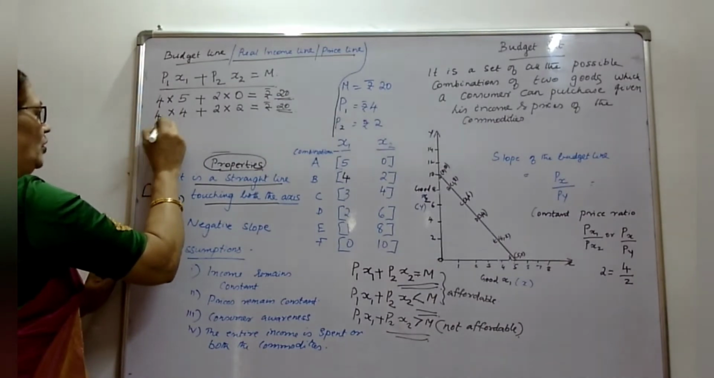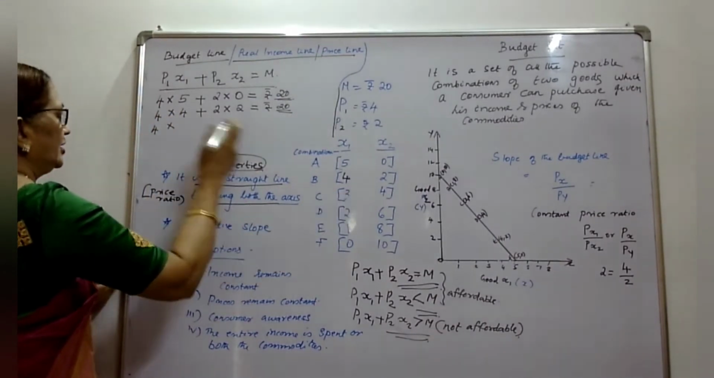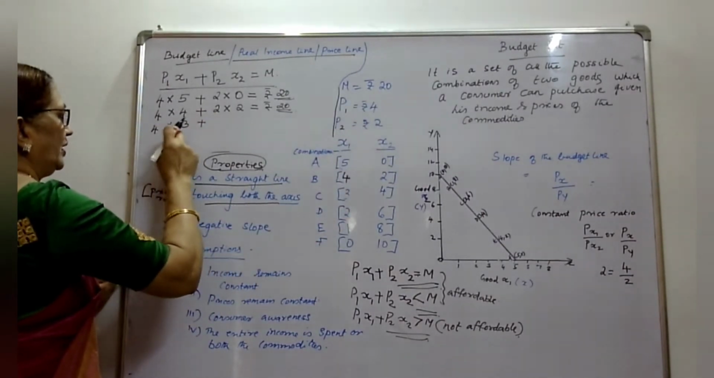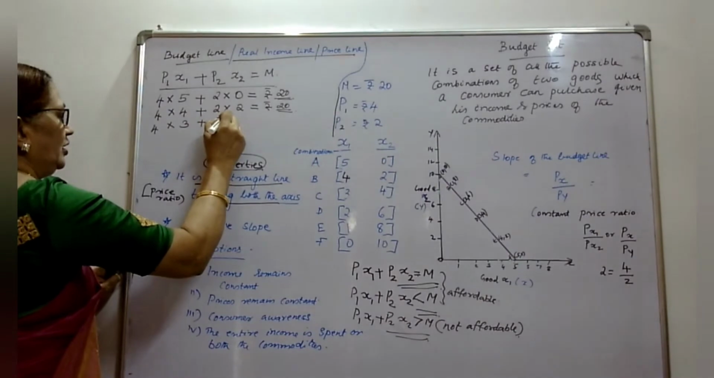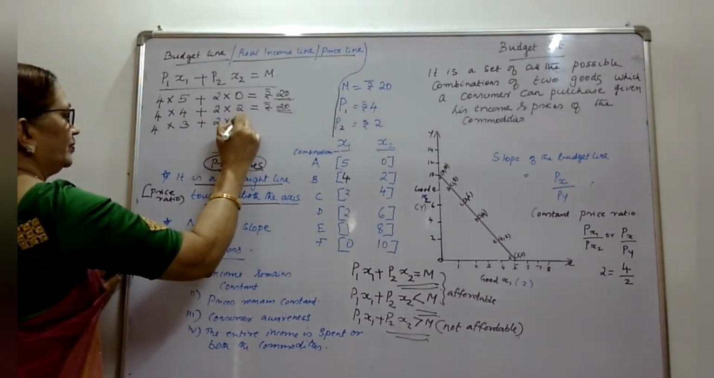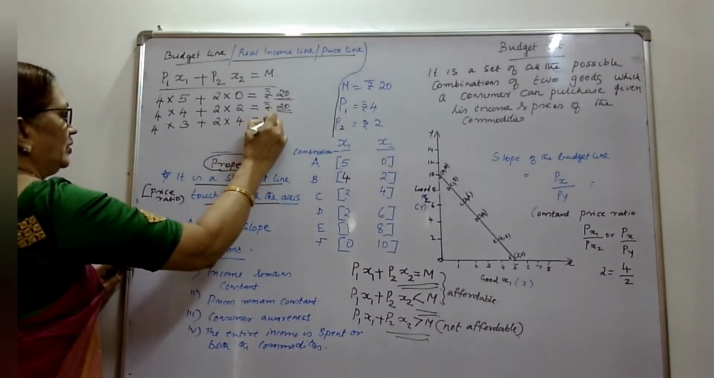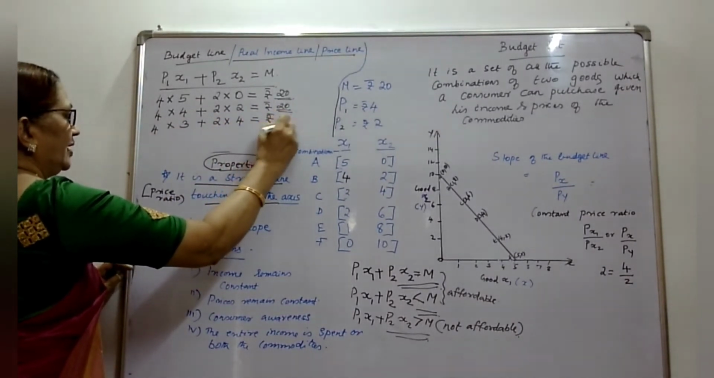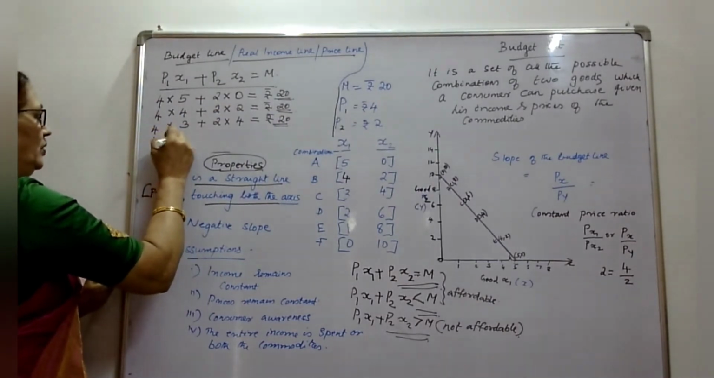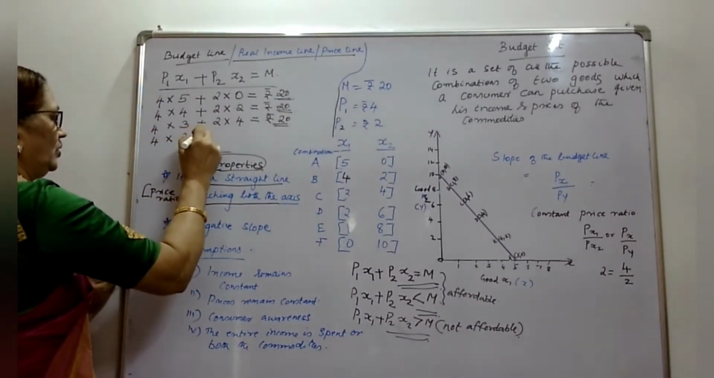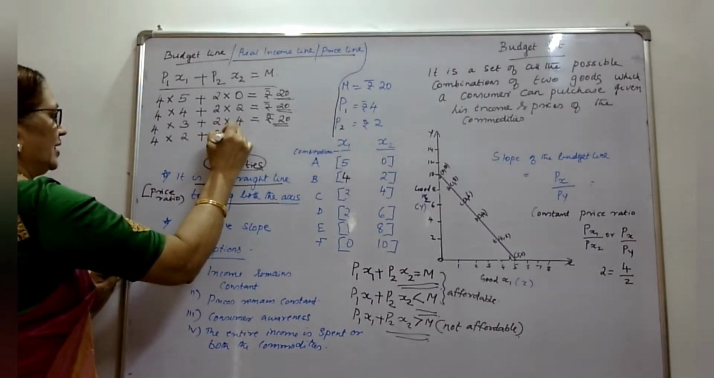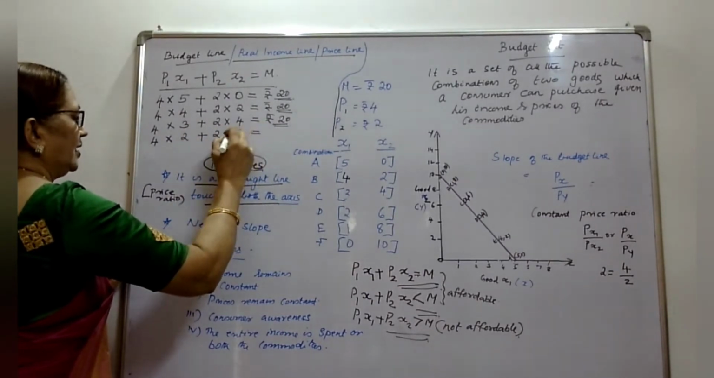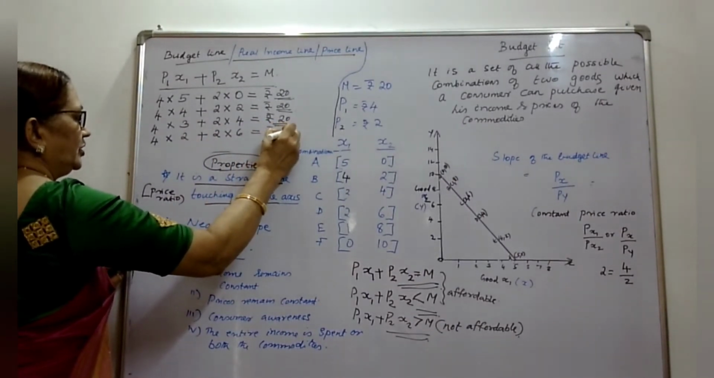Next, P1, which is 4, into the quantity consumed, which reduces in order to consume one more unit of the other commodity. So 4 into 3 plus P2 into x2 is equal to 12 plus 8, 20. Next, P1 into quantity 2 plus price of the second commodity into quantity increases, 8 plus 12, rupees 20.